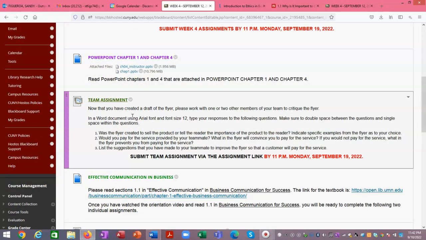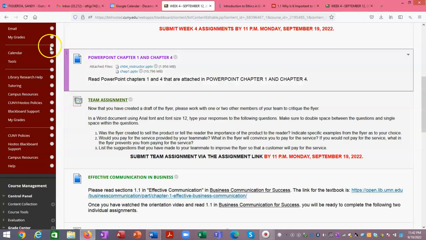Your team assignment. Okay. So you've created a draft of the flyer. Now I want you to work with 1 or 2 other members of your team. Why do I say 1 or 2 others? Because most of the teams have 5 members and 1 or 2 teams have 4 members. So those of you who have only 4 members in the team will work with 1 other person. Those of you with 5 people, 1 person will work with a team of 3. Okay, so you get the idea.